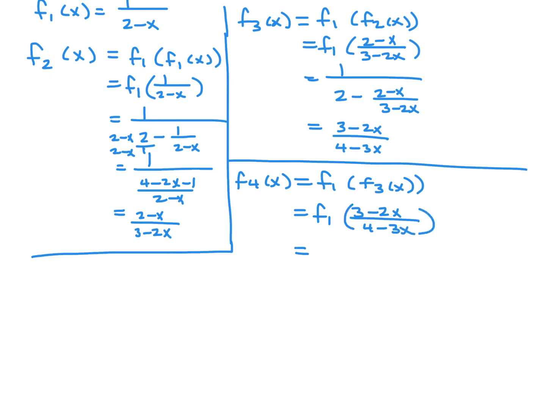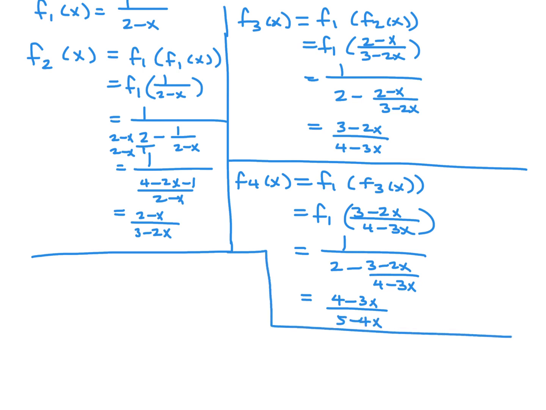So that would be 1 over 2 minus (3 minus 2x over 4 minus 3x). And when you crunch this out, it would be 4 minus 3x over 5 minus 4x. Okay, some of you are seeing a pattern here. I'll do one more. F at 5. On this one, I'll just write out the answer. You guys can do the math. It's going to be the same thing.